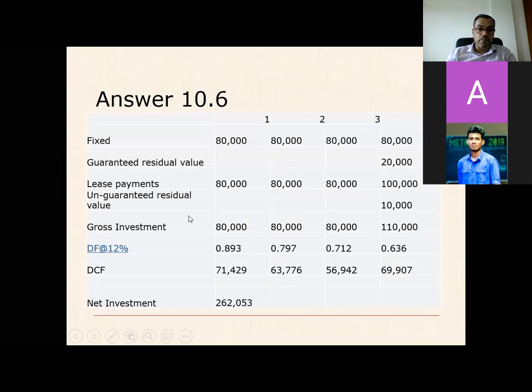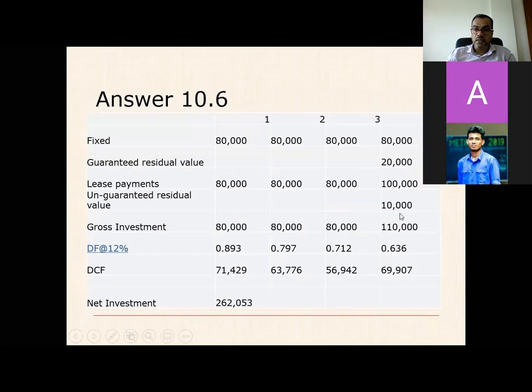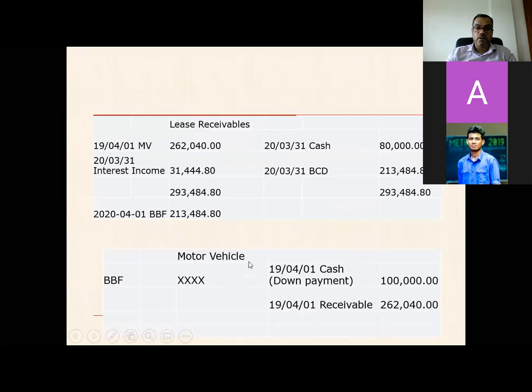I think that part is, oh sorry, that is there. Lease payment 80, and that 100,000 has been taken. This is the 100,000 is, oh no, sorry. 80, down payment has not been taken here. So that has to be added on. That has to be added on in the gross investment. Right. Then the net investment becomes this much.